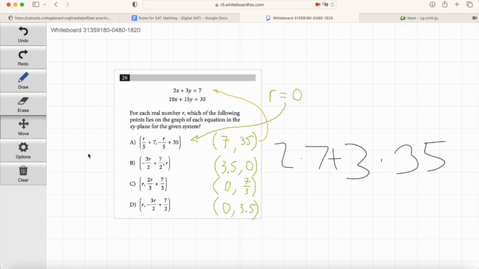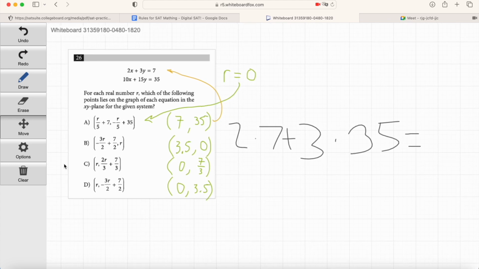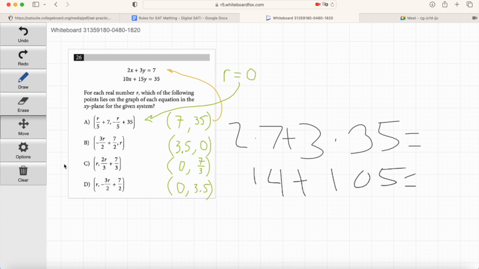35. And the equation says it gives us 7. Is that going to be 7? No, it's not going to be 7. Just looking at that, I'm like, that's not going to be 7. That's going to be a big number. You can stop there. Answer choice A is gone. It doesn't work for those values. Does that make sense? Yeah.